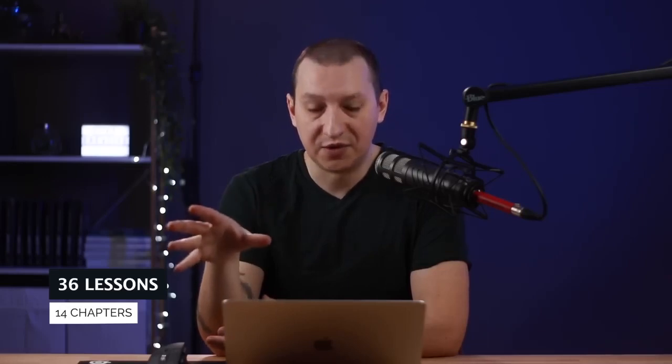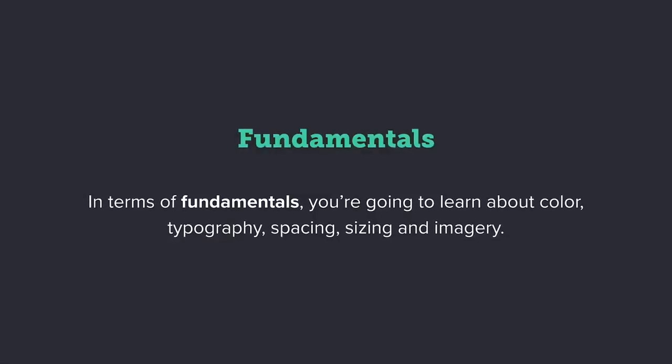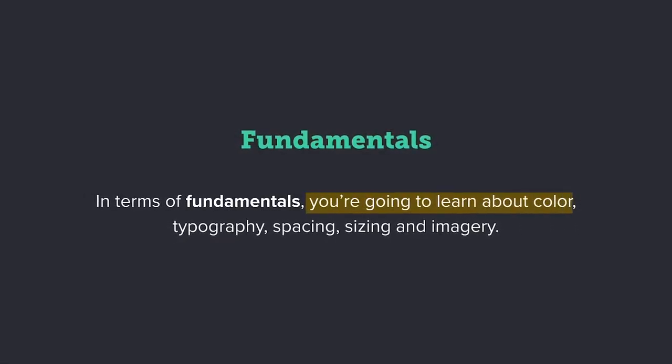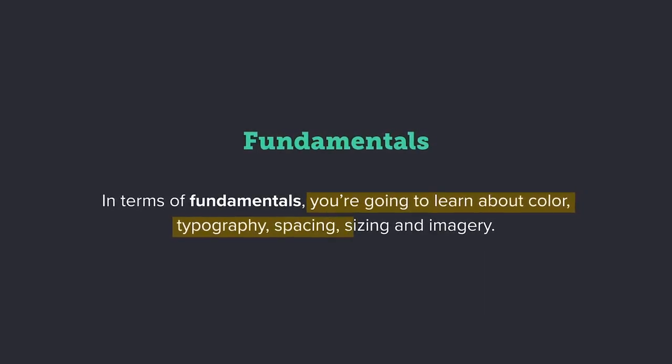First of all, it's a pretty big course. It has 36 lessons structured in 14 chapters. And I made it this long on purpose because I wanted to properly cover the fundamentals as well as some common patterns in web design. In terms of fundamentals, you're going to learn about color, typography, spacing, sizing, and imagery. In each of these lessons, we'll discuss the theory behind each concept. I'll show you some best practices and also a few tools that you can use to make your job easier.